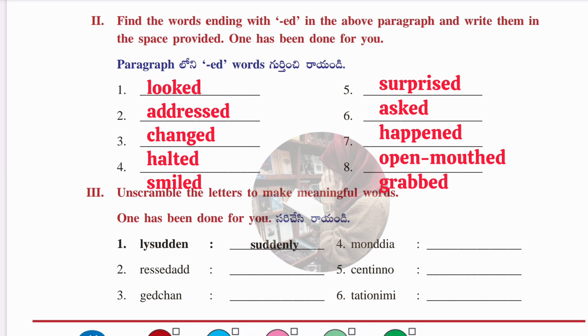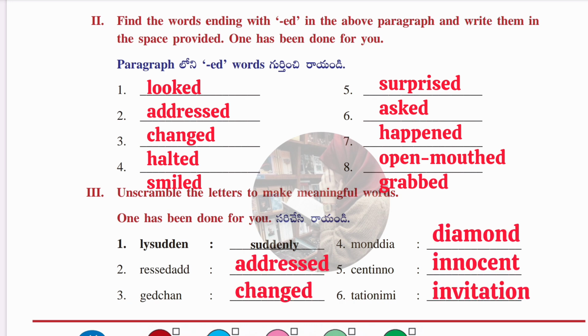Let's see the third Roman, where unscrambled letters are given. We have to unscramble them and write them in the correct way. One is done. Lysuddden can be written correctly as suddenly. Like that, second one is addressed. Third one is changed. Fourth one is diamond. Fifth one is innocent. And the last word is invitation.